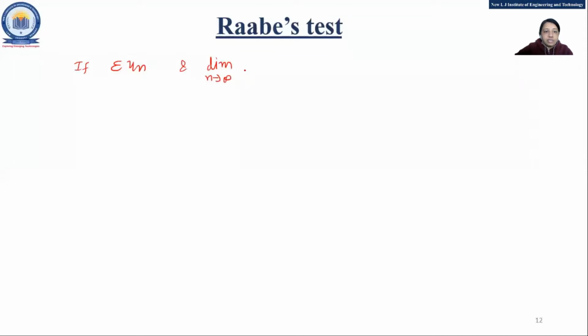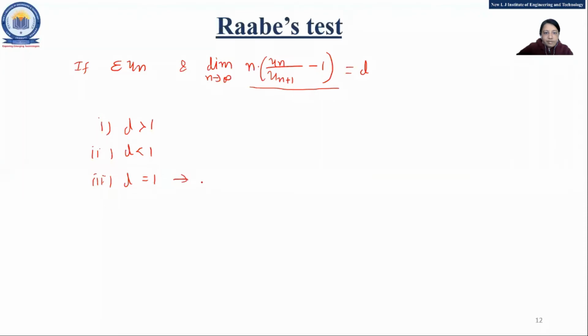In the previous one it is un upon un plus 1. Now here it is n into un upon un plus 1 minus 1, limit, and then you need to find out the limit of this one. Suppose it is L. Then again three cases: L greater than 1, L less than 1, and L equal to 1. So when L equal to 1, your test is supposed to fail.